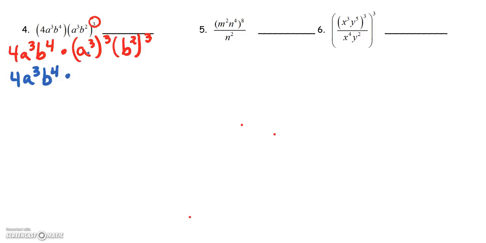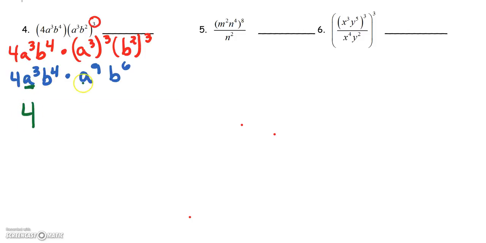In the second piece, a to the 3rd, power to power means multiply the exponents. 3 times 3 is 9. B squared to the 3rd, multiply the exponents to get b to the 6th. At this stage, we do have things multiplied with the same base. The 4 is still by itself.